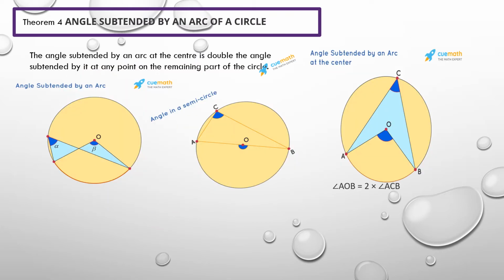Next we have the angle subtended by an arc of a circle. It states that the angle subtended by an arc at the center is double the angle subtended by it at any remaining part of the circle. So the center angle is double the angle in the remaining part of the circle. Suppose we have angle beta here, then angle beta will be twice of angle alpha.